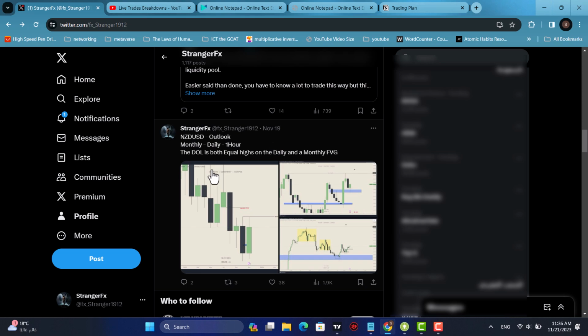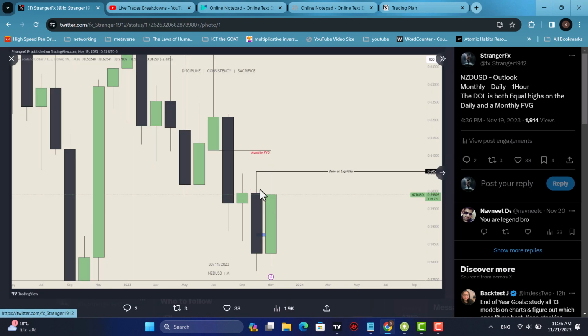And this is the New Zealand dollar against the US dollar. So I said monthly, daily, 1 hour. And the draw on liquidity is both equal highs on the daily and a monthly fair value gap. And if we head into the charts, as you can see, we have this monthly fair value gap. It is still imbalanced, right?